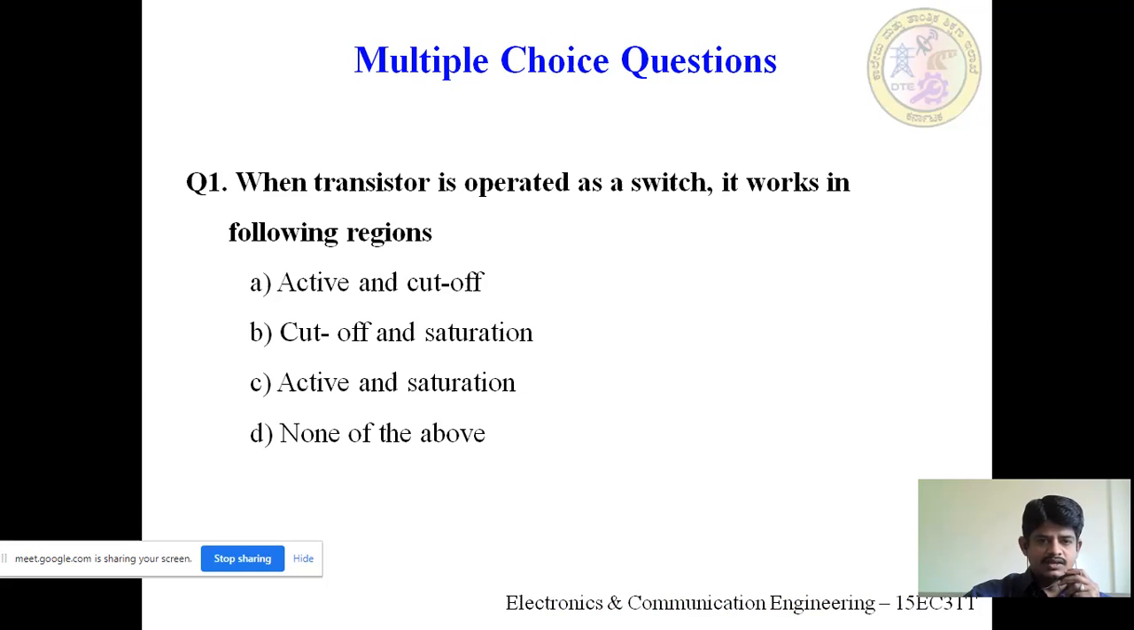Okay, so everyone can answer it now. Which one is the correct answer for this? So B is the correct answer. We know that whenever I want to use it as a switch, I have to use it in cutoff and saturation. Cutoff means it acts like an open switch, saturation means it acts like a closed switch. Okay, so this is the correct answer.